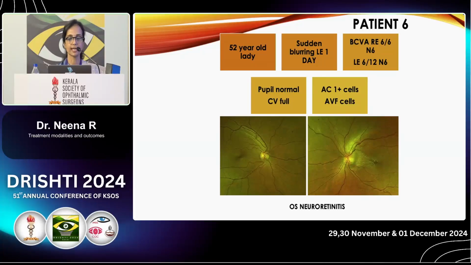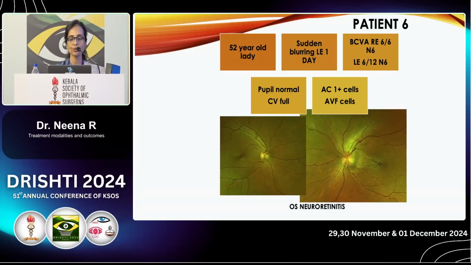So patient 6 is a 52-year-old lady who came to us with sudden blurry vision of the left eye of 1 day's duration. And this is her left eye, she is 6/12, N6, and this is her Optos picture. I think you can see there is an incomplete macular star in the left eye. So this is a typical neuroretinitis.